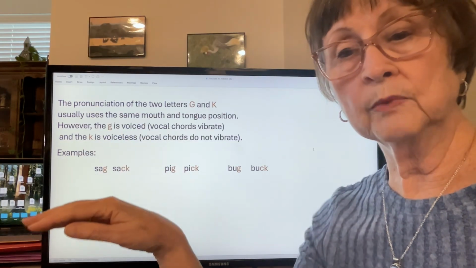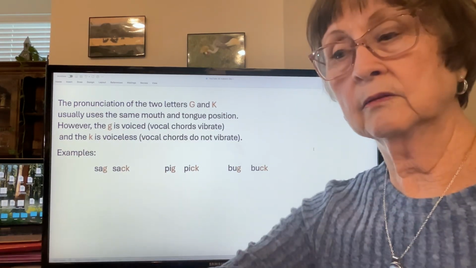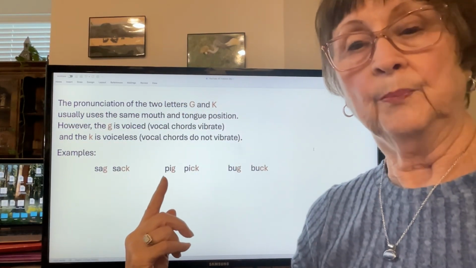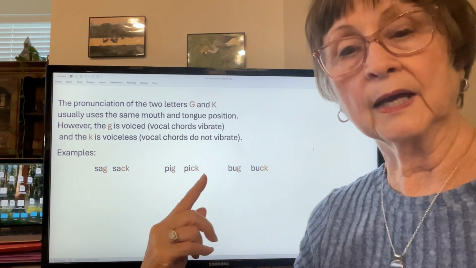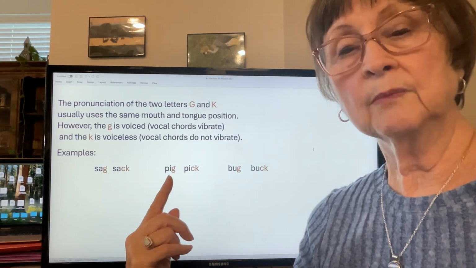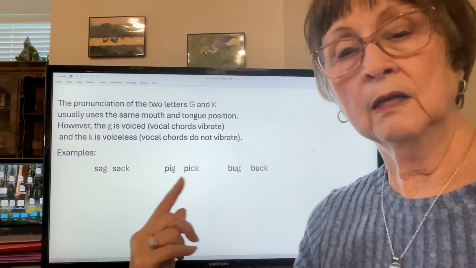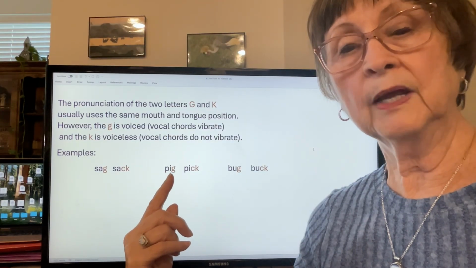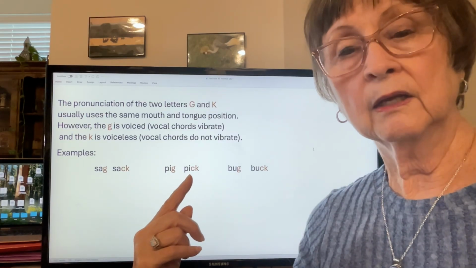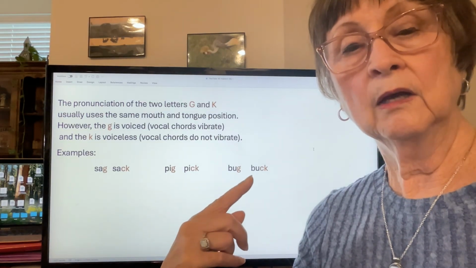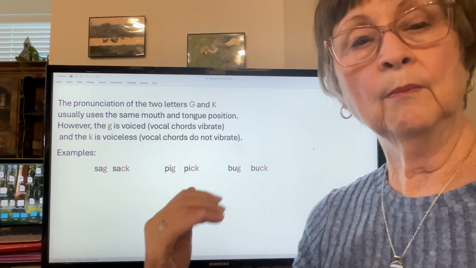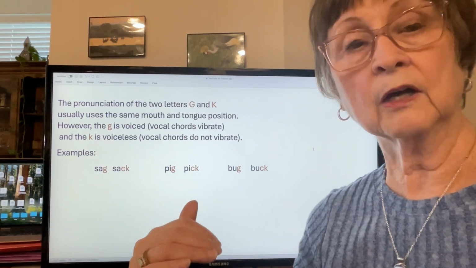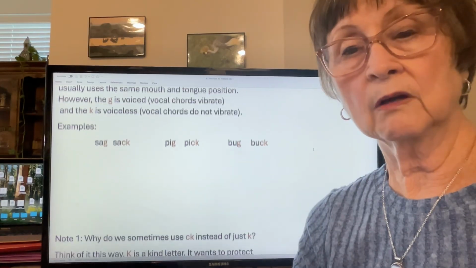Sag means droop down. Sack could be this bag. It could be a paper bag or a plastic bag. Pig, pick. We don't want to say pigga and picka. We want to leave off any extra sound, and we just say pig, pick. Bug, buck. A buck is a male deer, or sometimes other animals. The male is the buck, and the female is not called that.